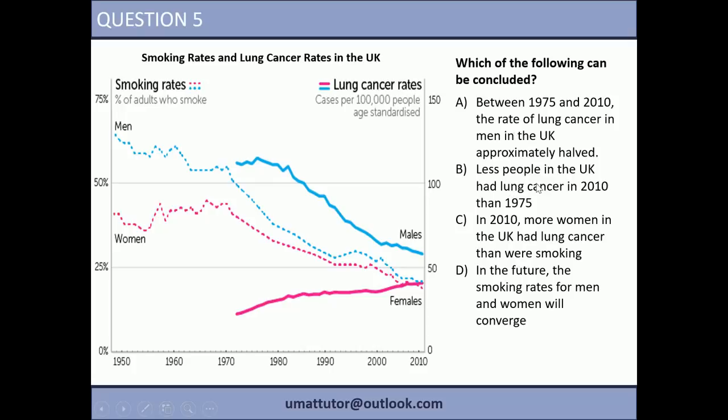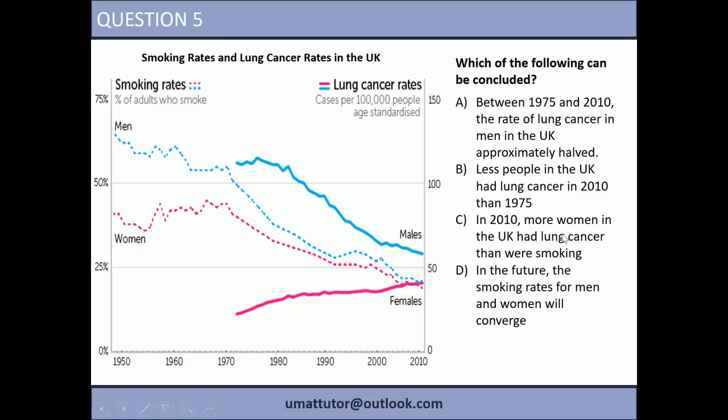So with B, less people in the UK had lung cancer in 2010 than in 1975. Already there should be alarm bells going off because remember this graph just shows rates and proportions, whereas this option here is talking about the number of people. So even though the lung cancer rates overall have probably dropped if we kind of average out those two graphs, we can't say anything about the number of people because the population number over that course of time could have changed quite dramatically. So again, it's that idea of raw number versus proportion or rate or percentage.